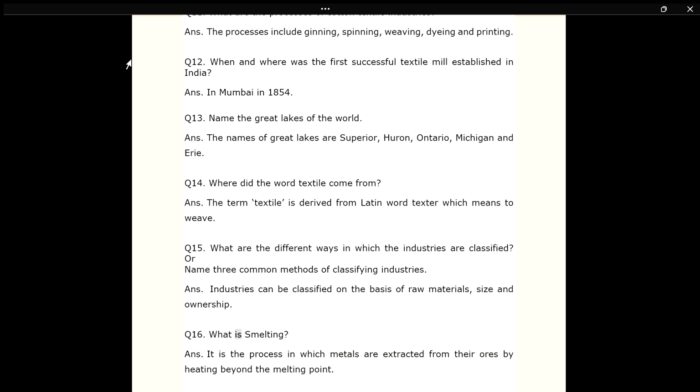Q16. What is smelting? Ans. It is the process in which metals are extracted from their ores by heating beyond the melting point.